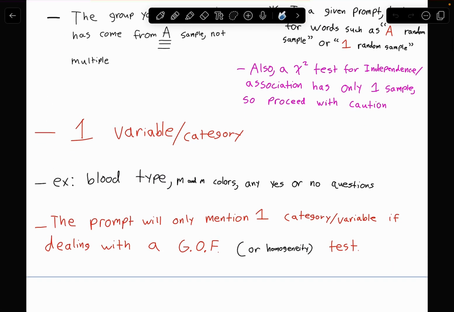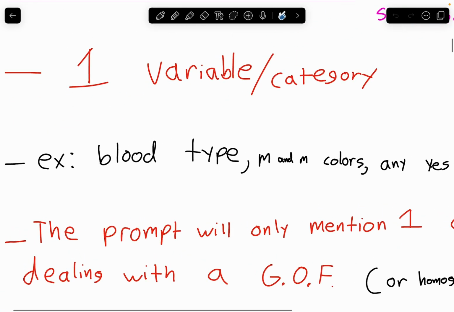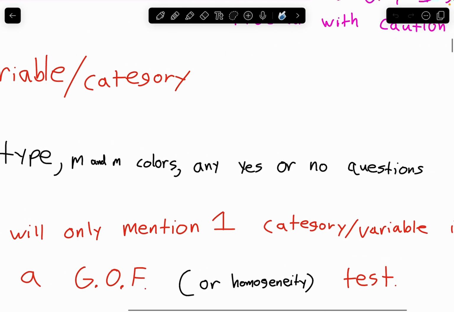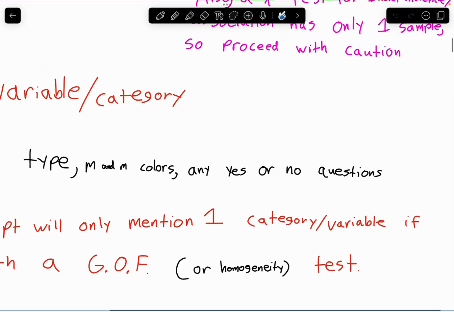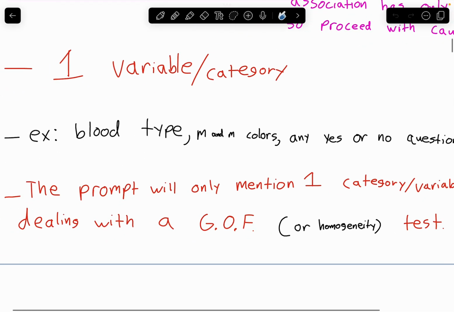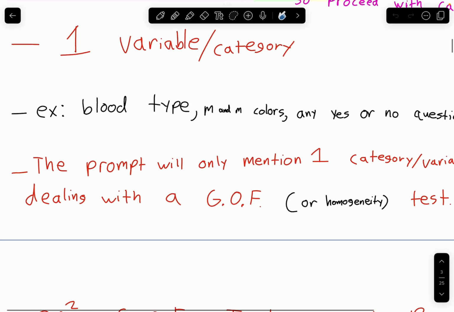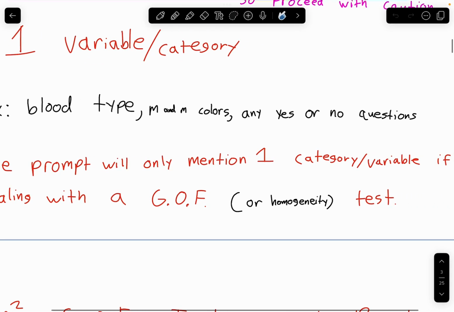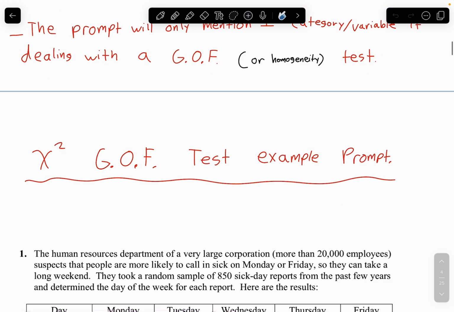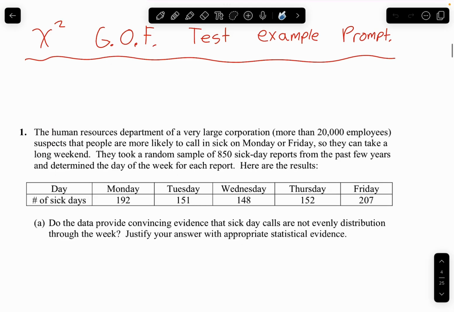And next up is one variable/category. Examples of a variable would be blood type, M&M colors, or yes or no questions. The prompt will only mention one category/variable if dealing with a goodness of fit test or homogeneity, which we will get into later. Now I'll go through an example prompt right now.